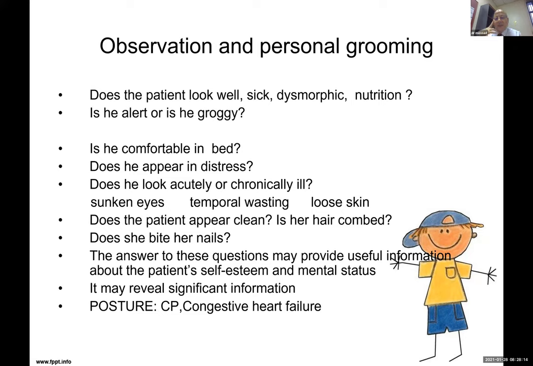Of course, we are not examining the patient yet, but we are trying to evaluate the situation, okay? The posture of the patient is very important. The most important one, like a patient with cerebral palsy, you'll find the patient has spastic quadriplegia. All four limbs are spastic. The patient with heart failure may have orthopnea, he cannot sleep lying flat like that.